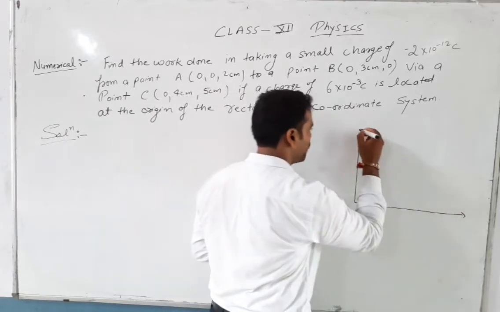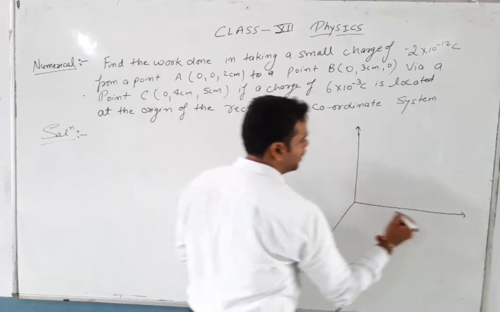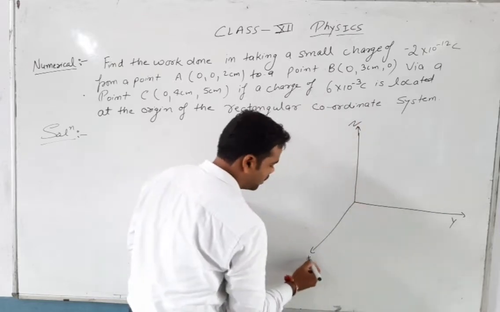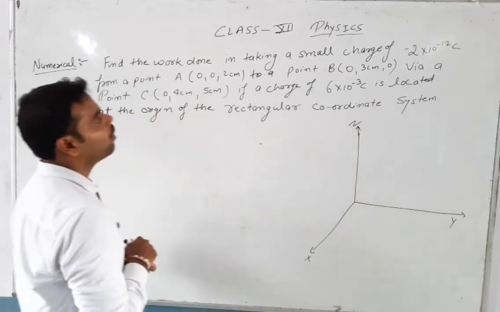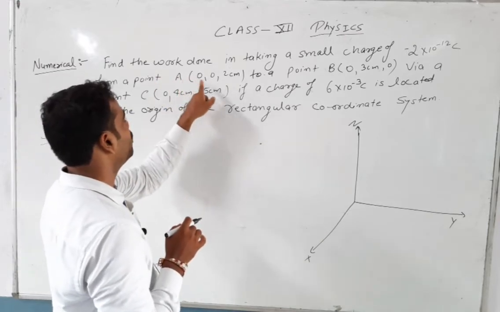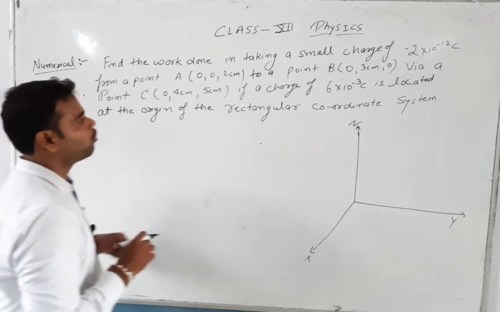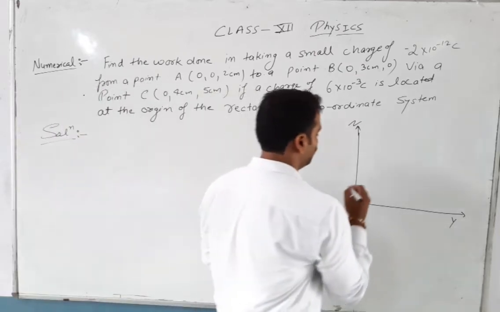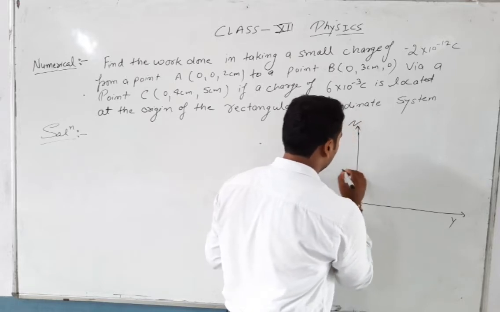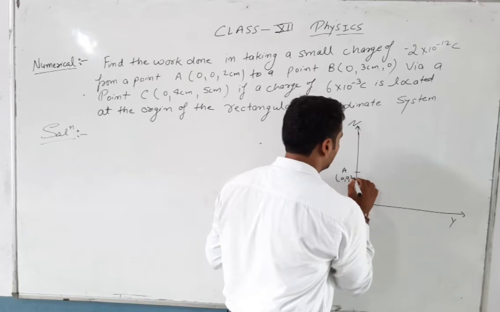Let this be y, this is z and this is x. Okay, now the point given to us is on the z axis, (0, 0, 2) centimeter. Okay, so point A is (0, 0, 2) centimeter, so it will be here.